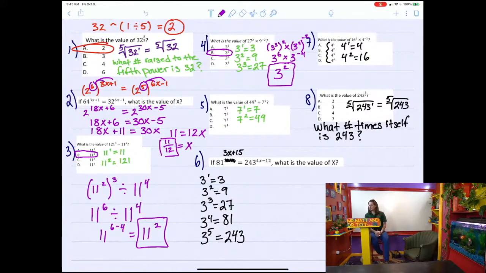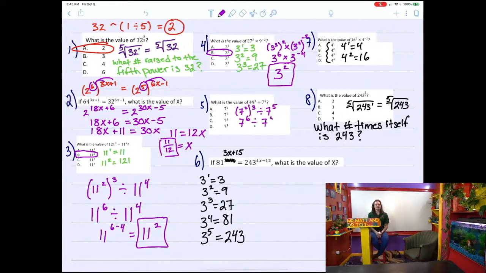Five, what's the value of 49 cubed divided by 7 to the 5th? So we recognize that we could rewrite 49 in a base of 7 by saying that 7 squared is equal to 49. So instead of 49, I'm going to write 7 squared, that's still quantity raised to the 3rd power, divided by 7 to the 5th power. On the left side of this expression, I have 7 squared quantity raised to the 3rd power, so I have a power of a power, I can multiply. So that's going to be 7 to the 6th, divided by 7 to the 5th.